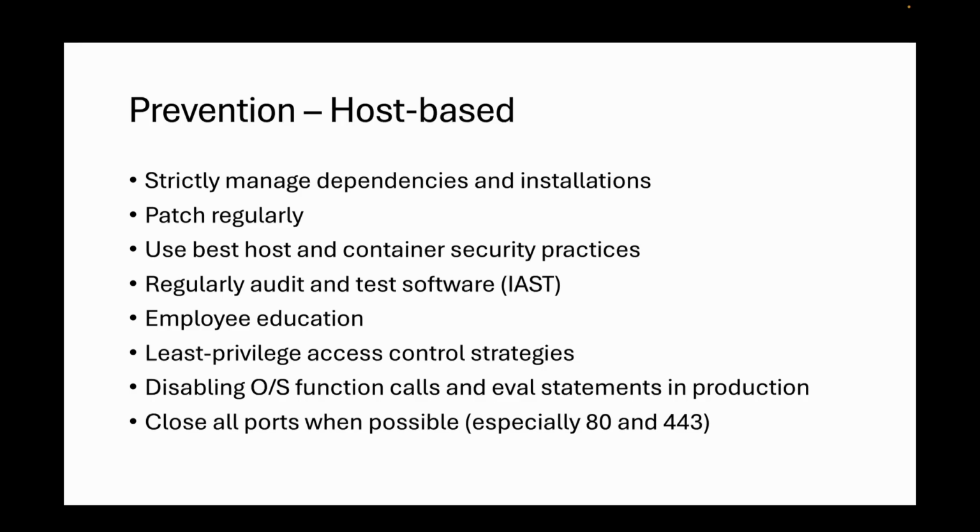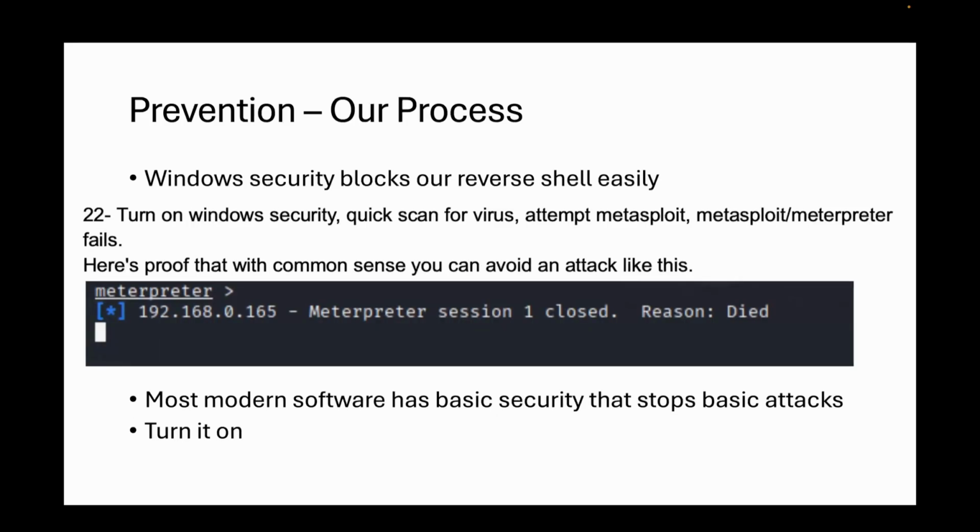And then we want to regularly audit and test software. We also want to disable OS function calls and eval statements when we can in production environments. This makes it harder. And we also want to close all ports when possible. And as I mentioned, especially 80 and 443, because sometimes those are left open. And in our process, Windows security blocks our reverse shell incredibly easily. I believe he demonstrates that at the end of the video. Most modern software will have basic security that stops basic attacks, such as a basic reverse shell. So turn them on, it'll fix it.